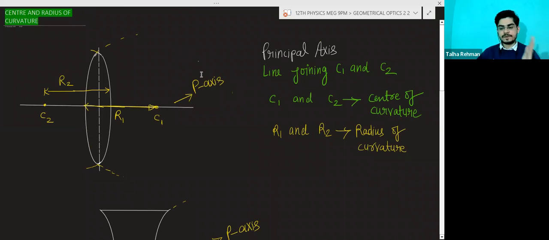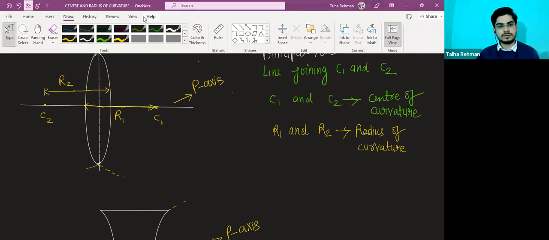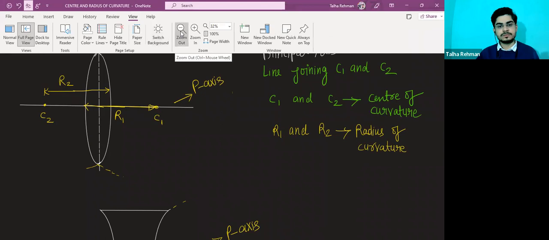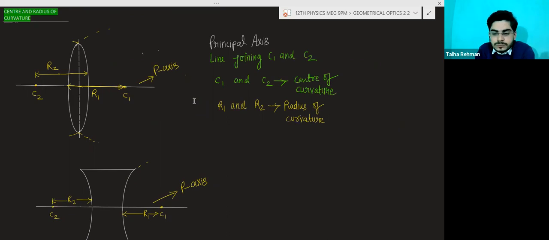Understood, Nida, Fawaz, Hamza, what I told you? Please take the screenshots. These are very basic things and very important things also.